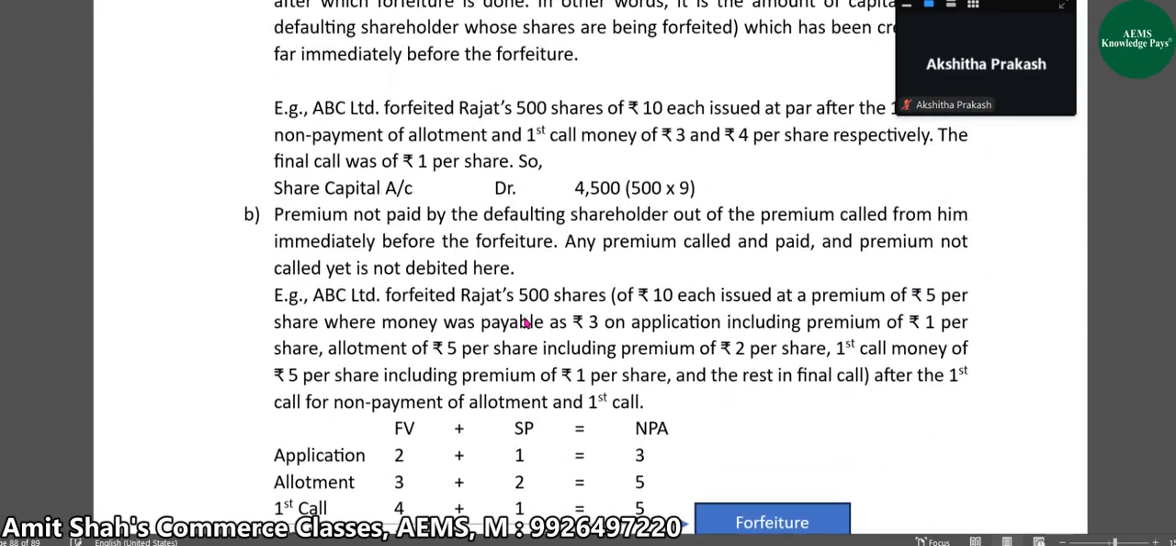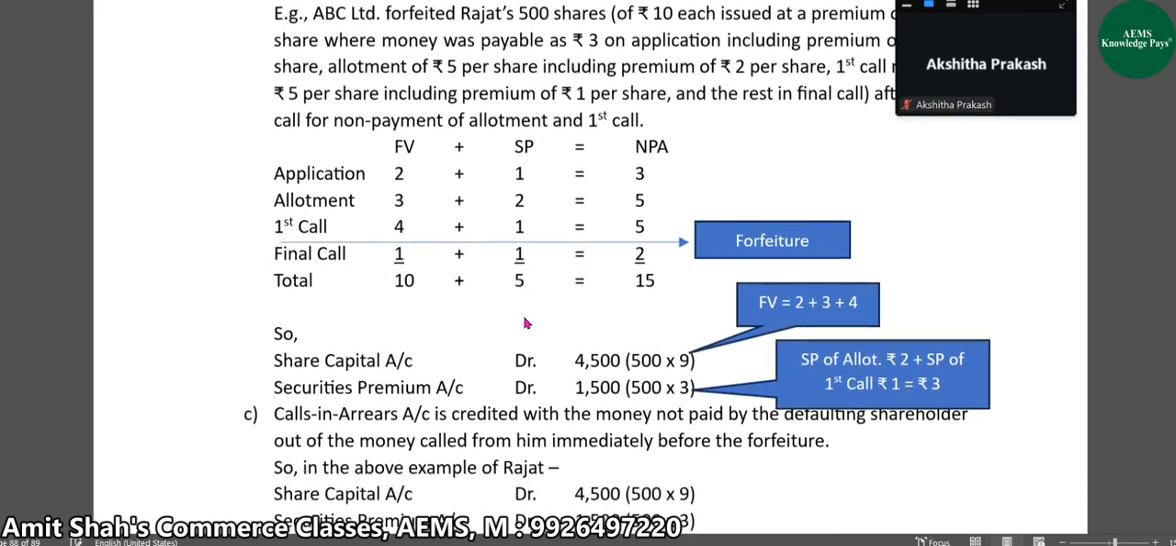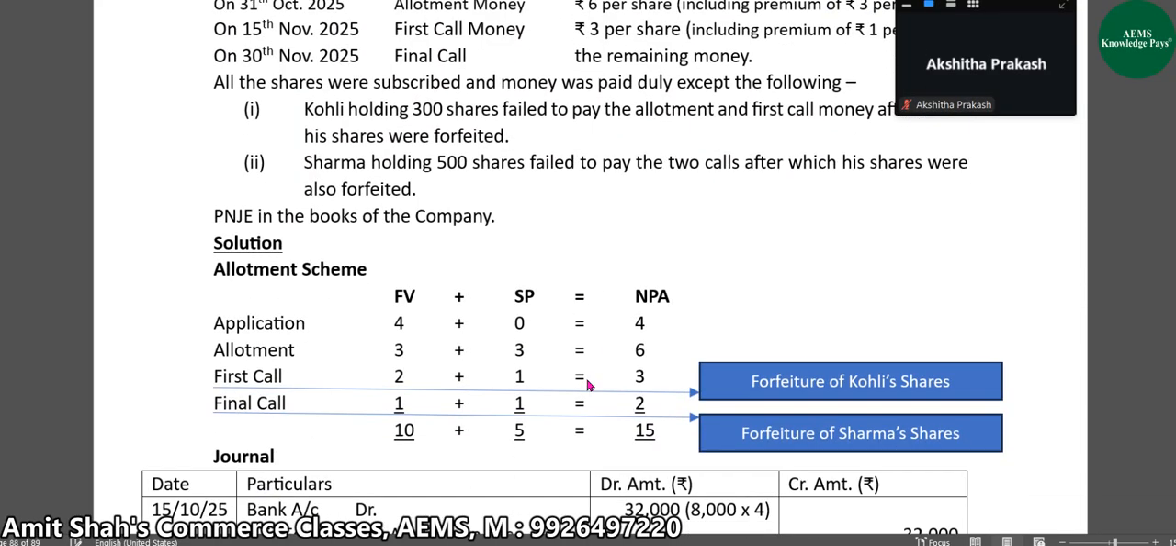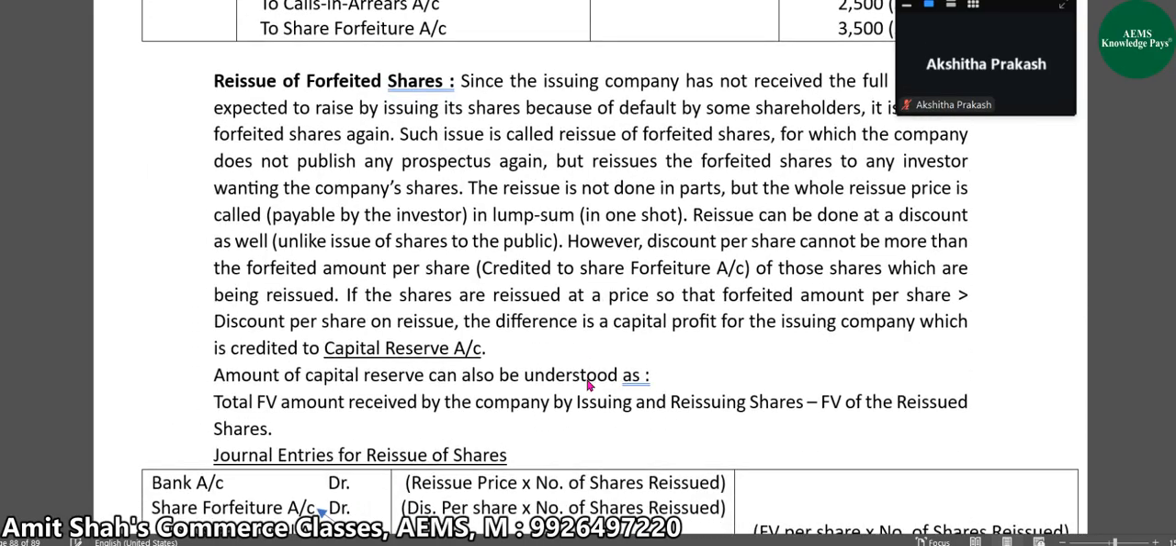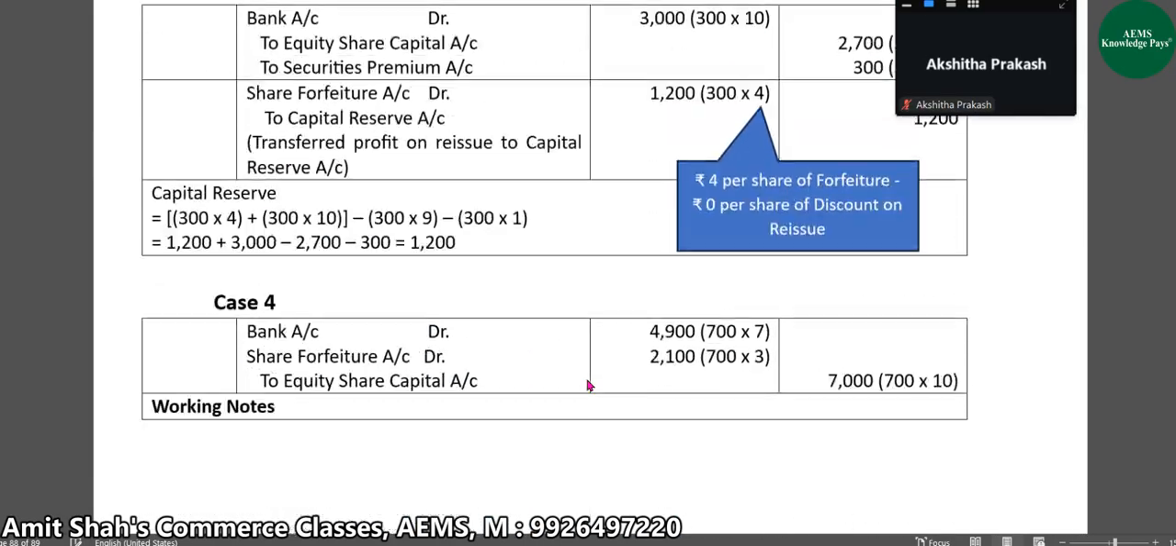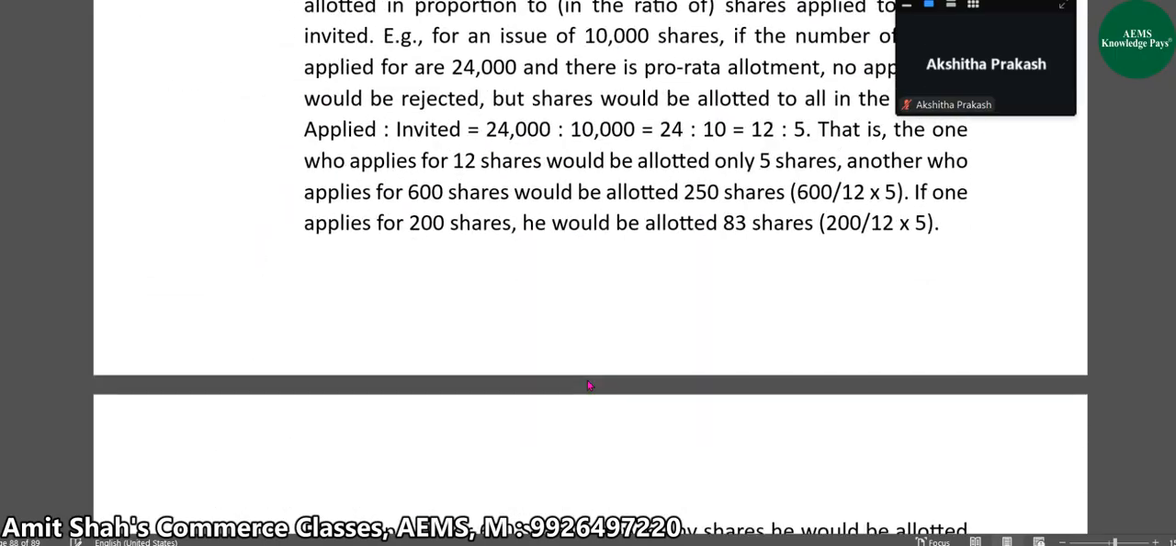See, in our classes, I explained everything about forfeiture. Okay, now let's understand this again with a question. So here we have many questions solved.